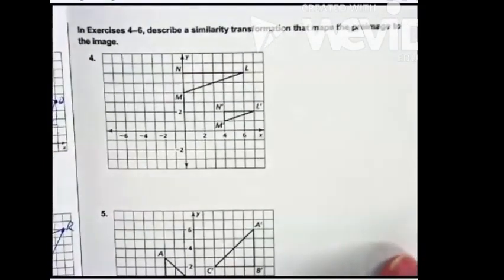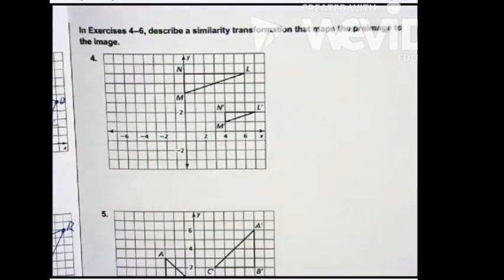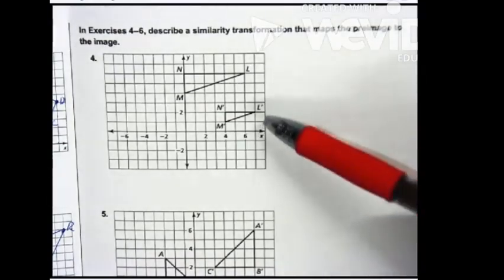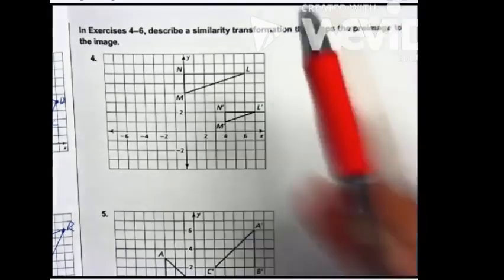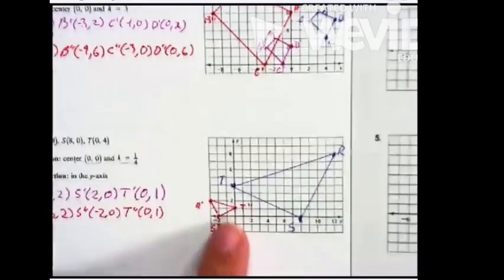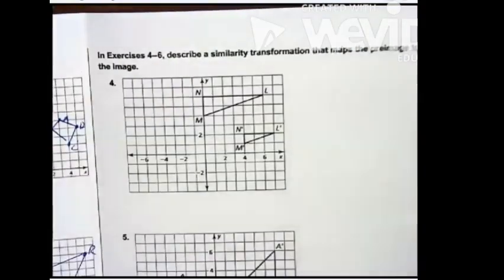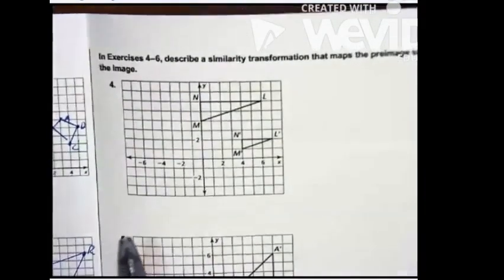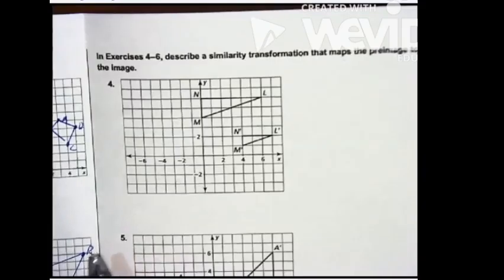Number 4. 4 through 6, it wants us to describe a similarity transformation that maps the pre-image to the image. So what they're doing in this one is saying, okay, here's the image and the pre-image. How do you get there? Before we're saying, okay, here's how you get there. What's it going to look like? Right? This one's saying, here's what it looks like. How did you get there? So this is a little bit more complicated sometimes.